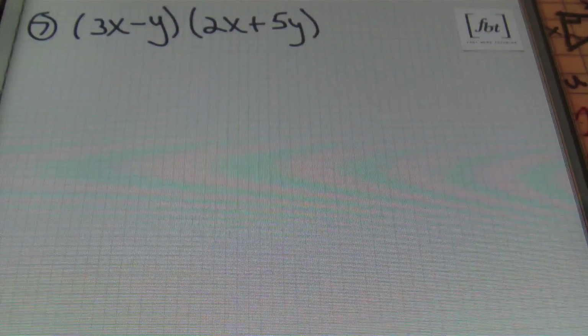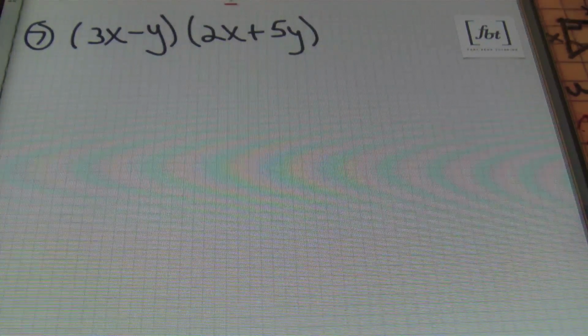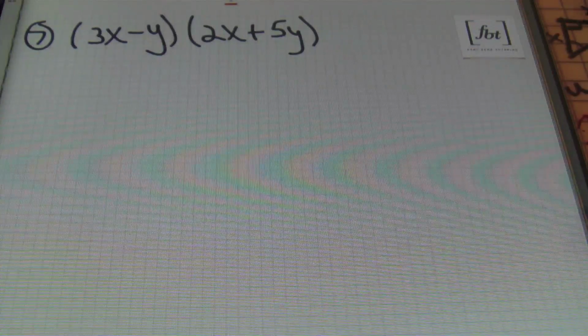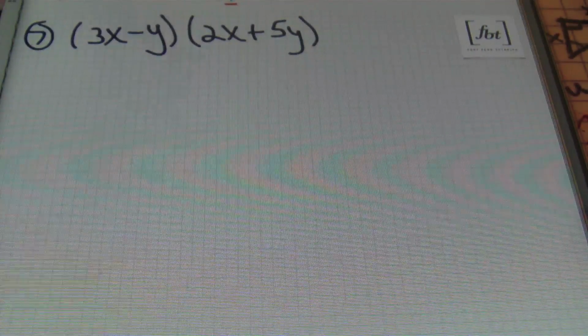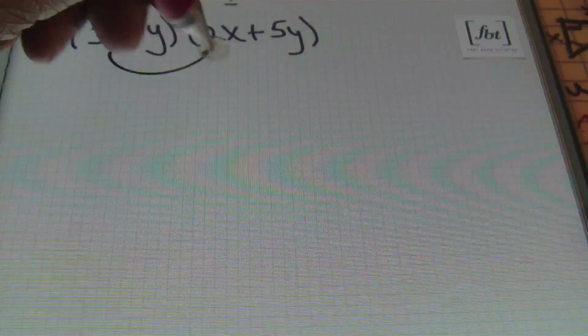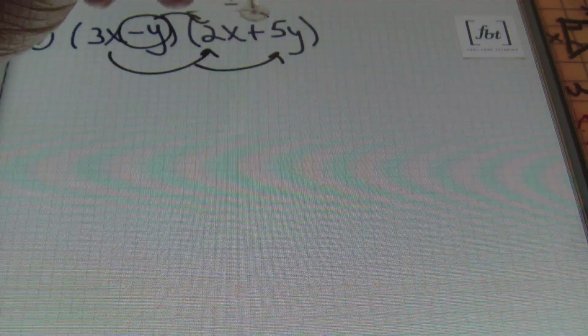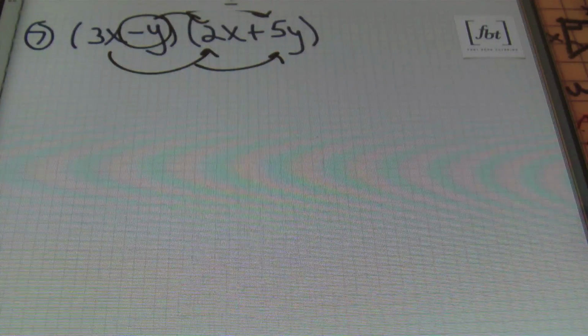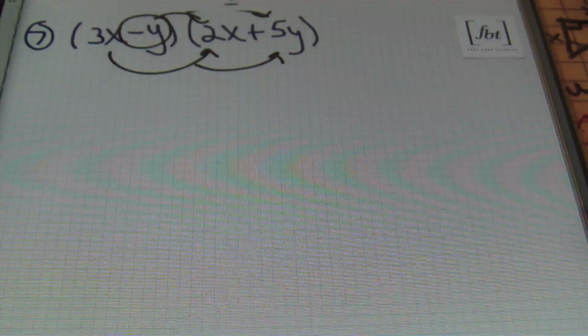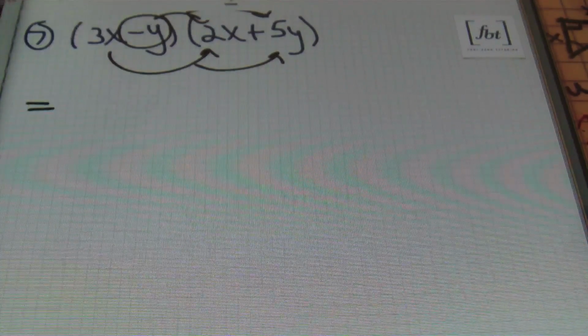All right, in problem number 7, we have the quantity of 3x minus y times 2x plus 5y. So what I'll be doing, once again, is I'm going to start out by getting my arrows popping here. Second term is negative, so I'll be distributing that as well, making sure that I know that the second term is negative. And starting out, I'm going to multiply 3x times 2x.